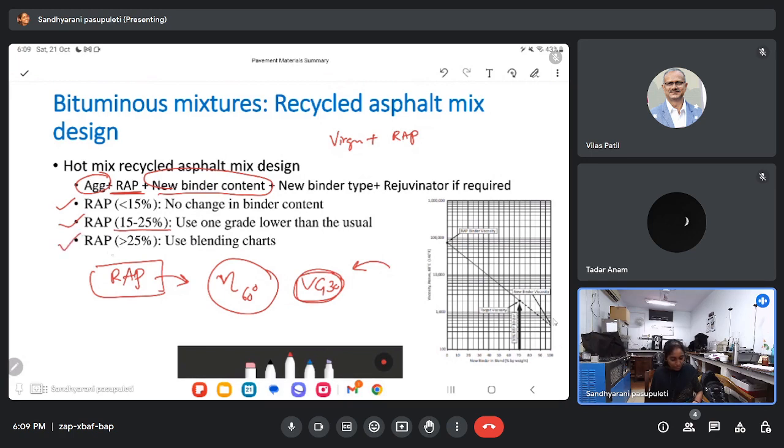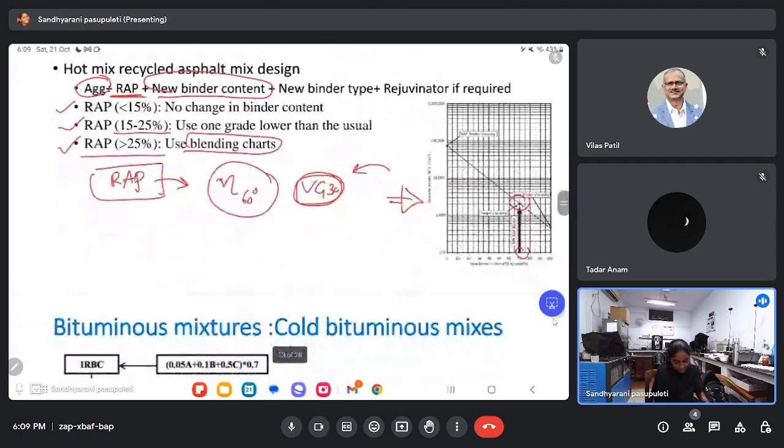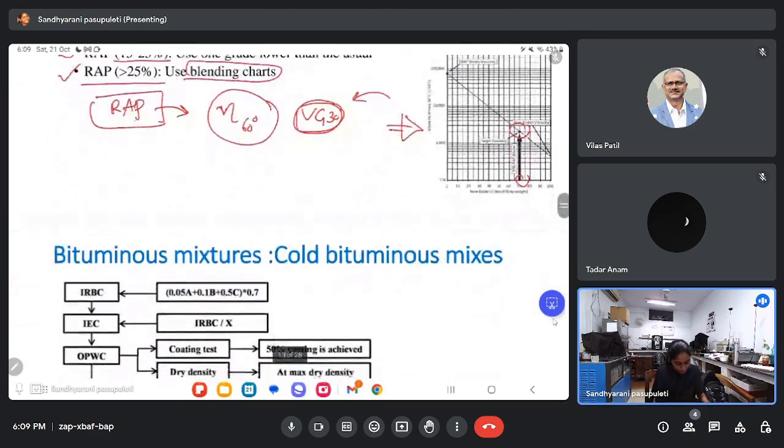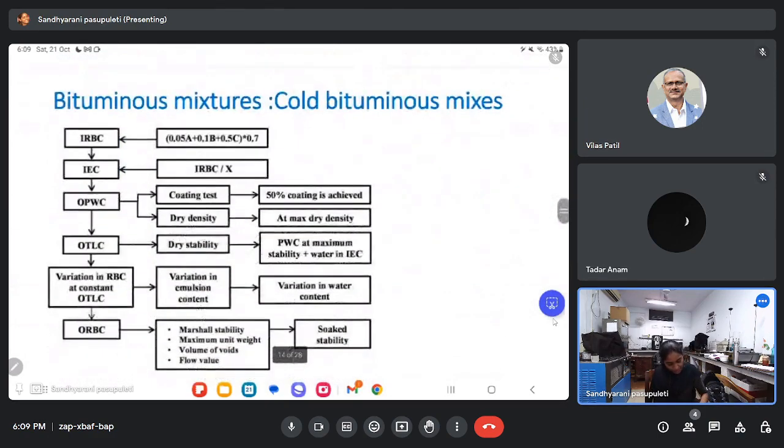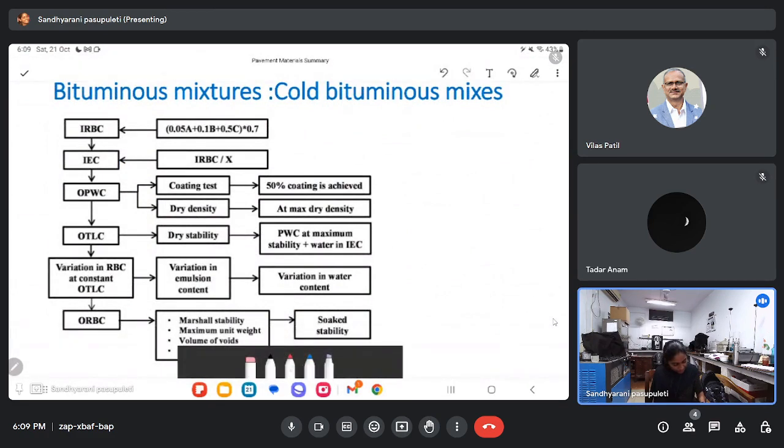And if the RAP percentage is more than 25%, you cannot directly decide. We have to use the blending charts. So when I say blending charts, for example, now RAP is more than 25%, so I have to add the new binder. Then what is the viscosity of the new binder? What is the type of the binder? Greater than 25% means it can be any percentage. Otherwise, for less than 25%, we do not use the blending charts. That is for the RAP mix design.